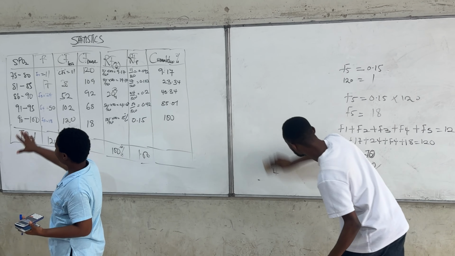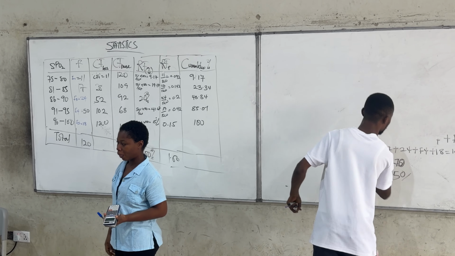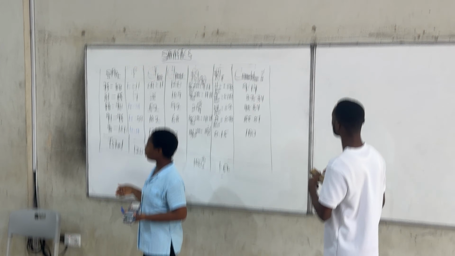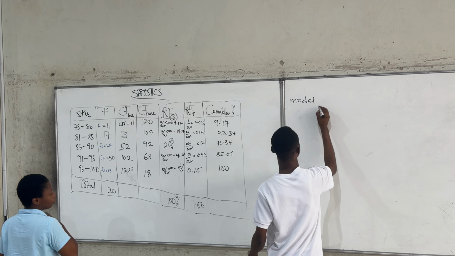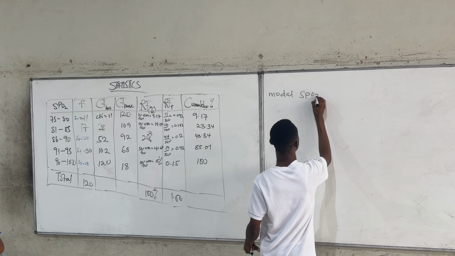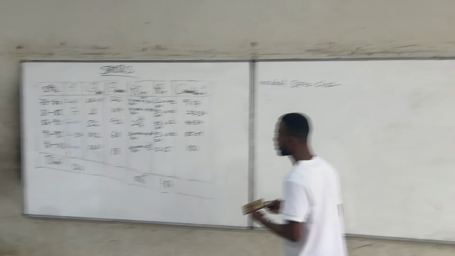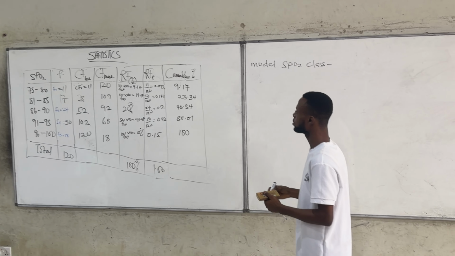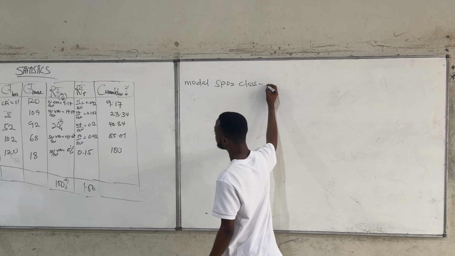So from what we see, what is the modal SPO2? 91 to 95. Do you agree? Yes. What does the mode mean? Great. So the answer is 91 to 95.